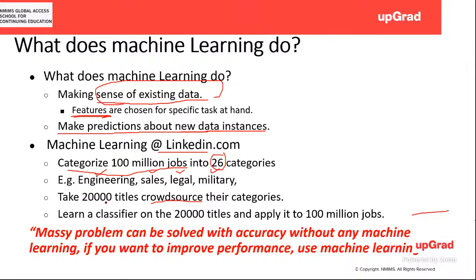So they got some 20,000 responses. On the basis of these 20,000 responses, they created a machine learning model, an ML model, and they forecasted the remaining 100 million jobs, right? So that's how machine learning can help.